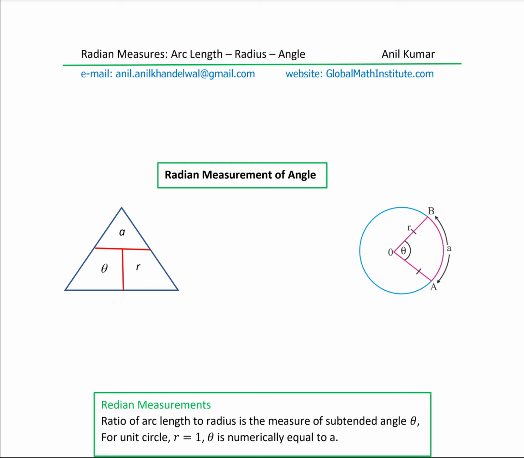Till now, we have seen what is the relation between the angles measured in degrees and radians. We also now understand how to find an angle in radian and how to draw when we are given angles in radians. In this video, we'll explore further the relation between arc length, radius, and angles, the subtended angles.